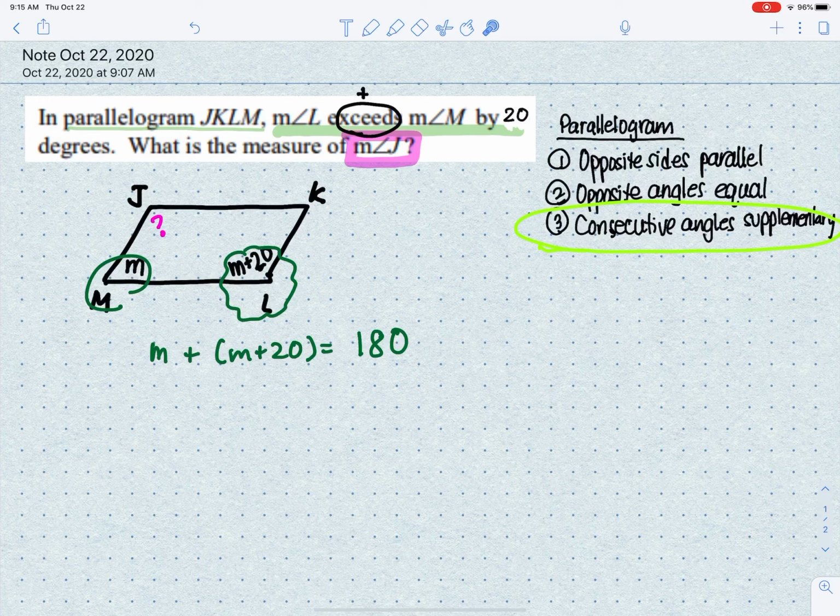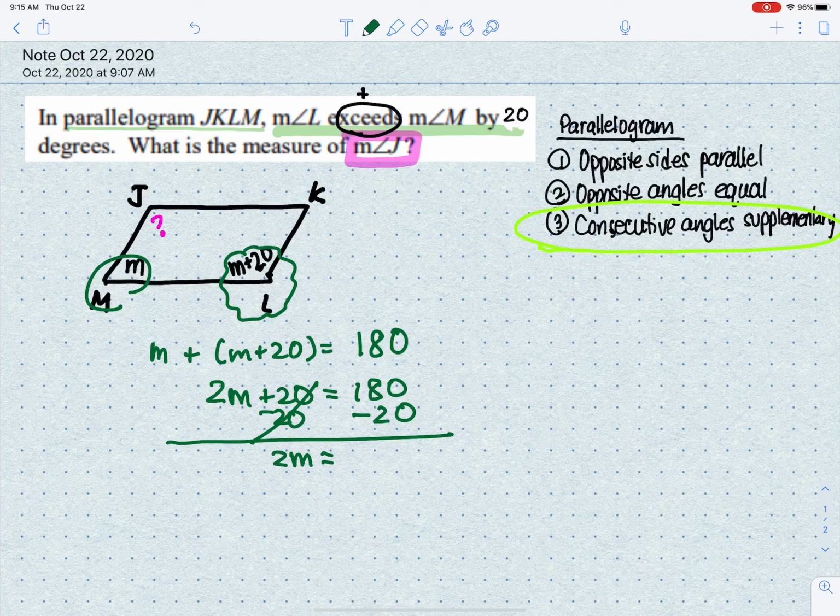M plus M, which is 2M plus 20 equals 180. You want to solve for M, so the opposite of plus 20 is minus 20. What you do on the left, you do to the right. And so 2M equals 160. We want to solve for M, so right here this is multiplication, so the opposite would be division. So we divide both sides by 2, M equals 80.